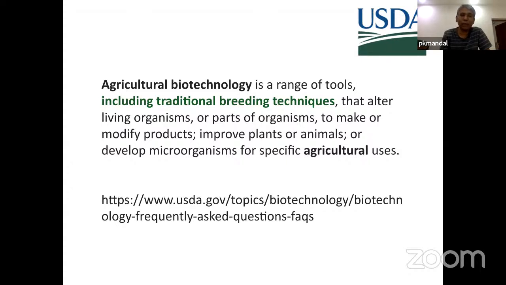So it is a living organism, or a part of an organism, used to make or modify a product. This is to improve plants or animals. So basically, this is what agriculture biotechnology is. I think it is good enough so far, what we told. Next.